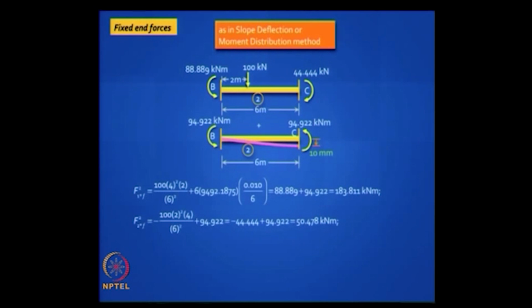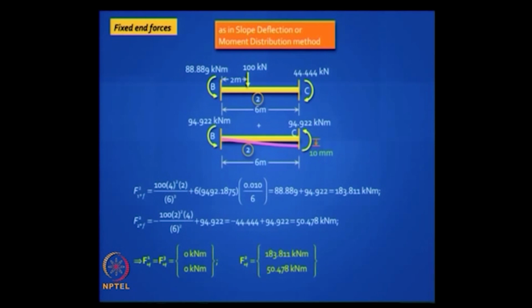So you have to take care of that 10 mm support settlement in the manner that we did in slope deflection method. So I hope you are familiar with this calculation. You have this additional fixed end moment caused by the support settlement. That element will just go down. Okay, there is no force in that element. Okay, so you work this out. You can find the total fixed end moment. Shall I go ahead because we have done this problem earlier?